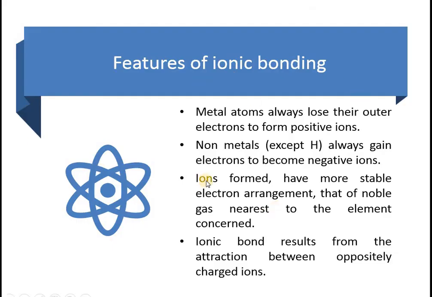Now what are the features of ionic bonding? Metal atoms always lose their outer electrons to form positive ions. Non-metals, except hydrogen, always gain electrons to become negative ions. (Hydrogen loses an electron.) Ions formed by losing or gaining electrons have a more stable electronic arrangement, that of the noble gas nearest to the element concerned. An ionic bond results from the attraction between oppositely charged ions.